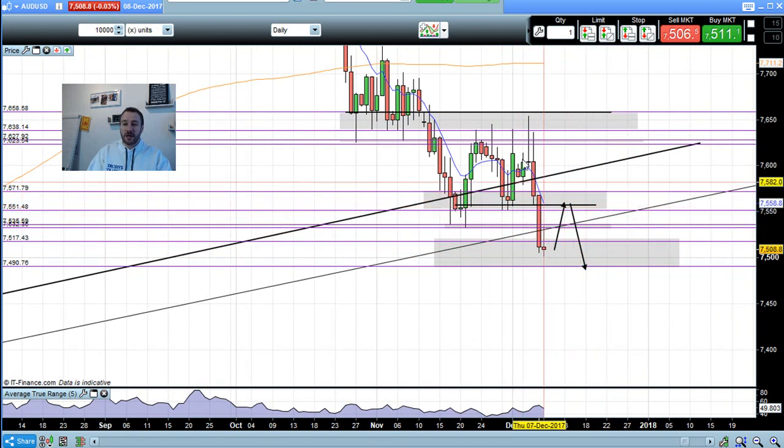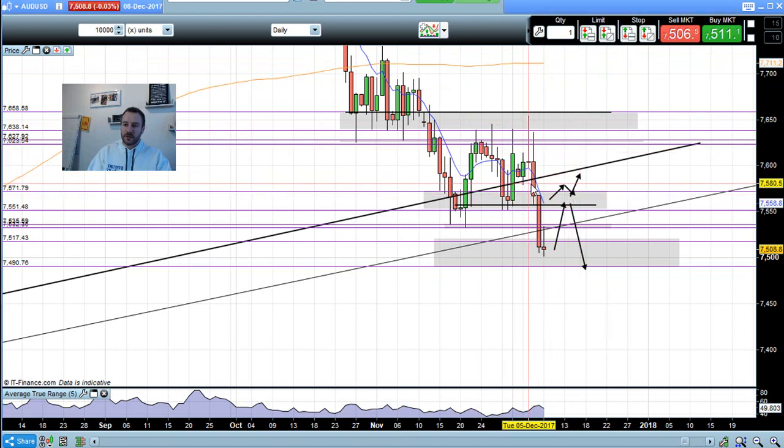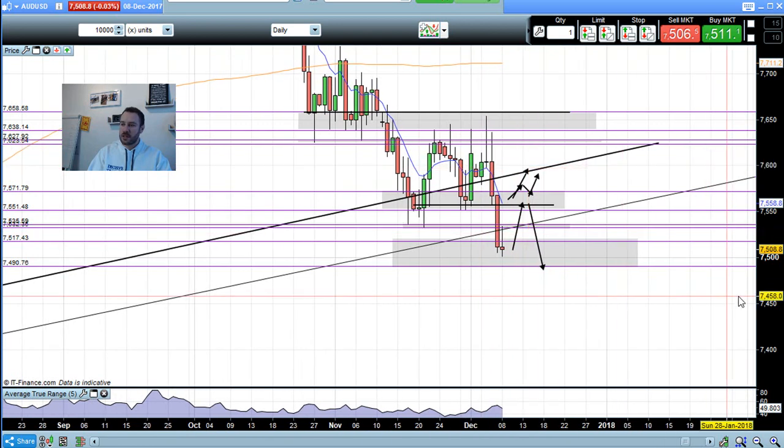Now if we start breaking up above this level, then I'd be happy to look for a little bit more bullish continuation. Still being pretty cautious, really up toward 7580. This spike down here would be the first level of resistance. But if we do start to break up above here, I'd be happy to look for a move back up to the upper band of that trend line and potentially up into previous highs, which is lining up with around about 7600. So the round number 7600.